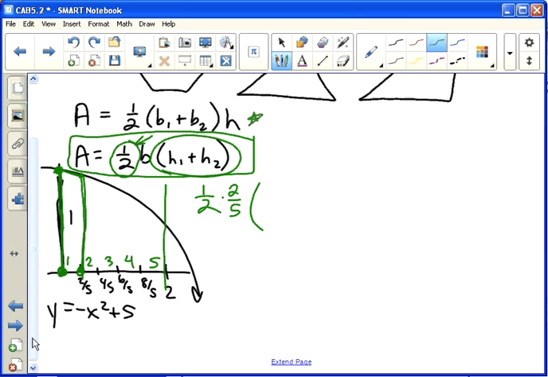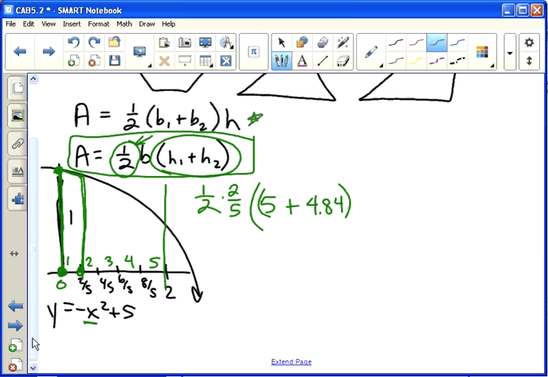So when I plug 0 in my equation, remember this is 0, so if I plug 0 in right here, I get 5. Plus, if I plug 2/5 in, I get 4.84. Now you don't need that extra parentheses, but I'm just trying to make it clear that that is our first trapezoid. So that's our height 1 and our height 2 from our first trapezoid.